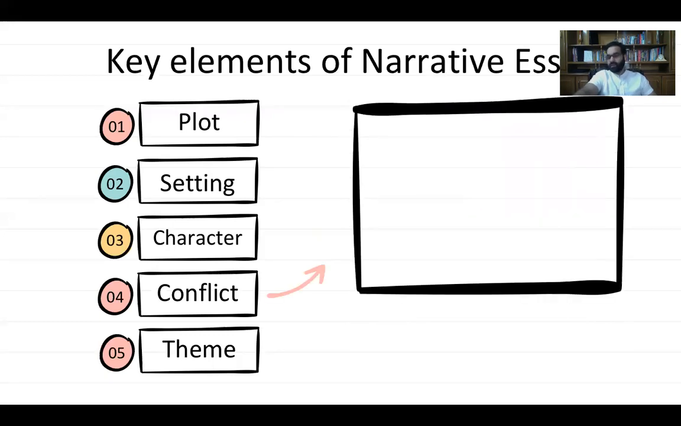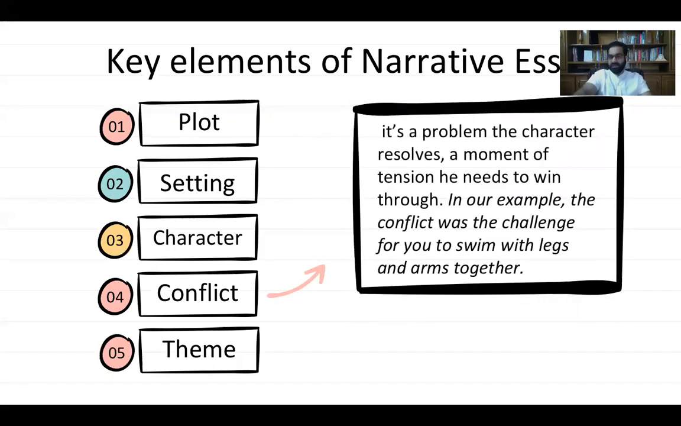And then there should be a conflict, if it can be put properly. It's a problem the character resolves, a moment of tension he needs to win through. In our example, the conflict was the challenge for you to swim with legs and arms together, for example. So it was there, like you were saying, it was so tough for me. So people become more interested once there is a conflict.